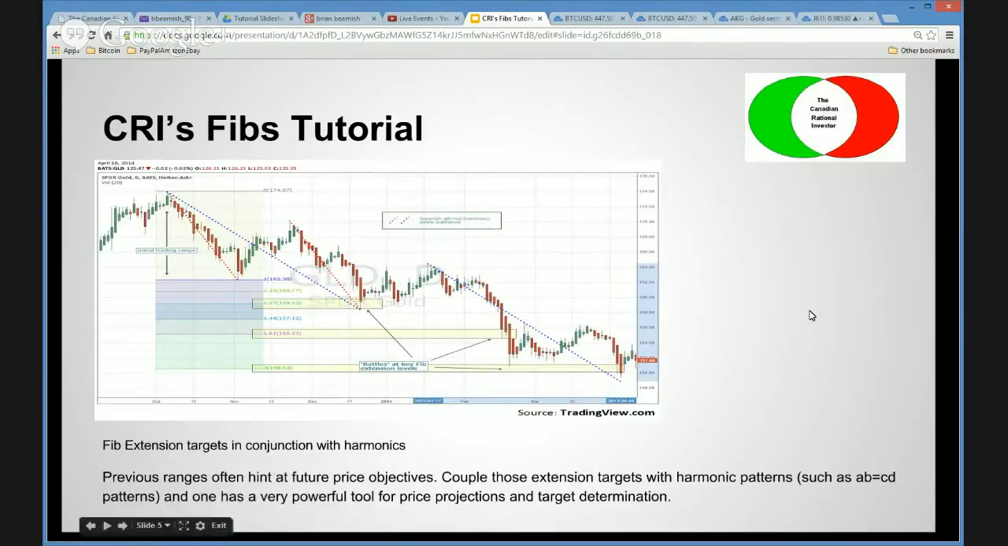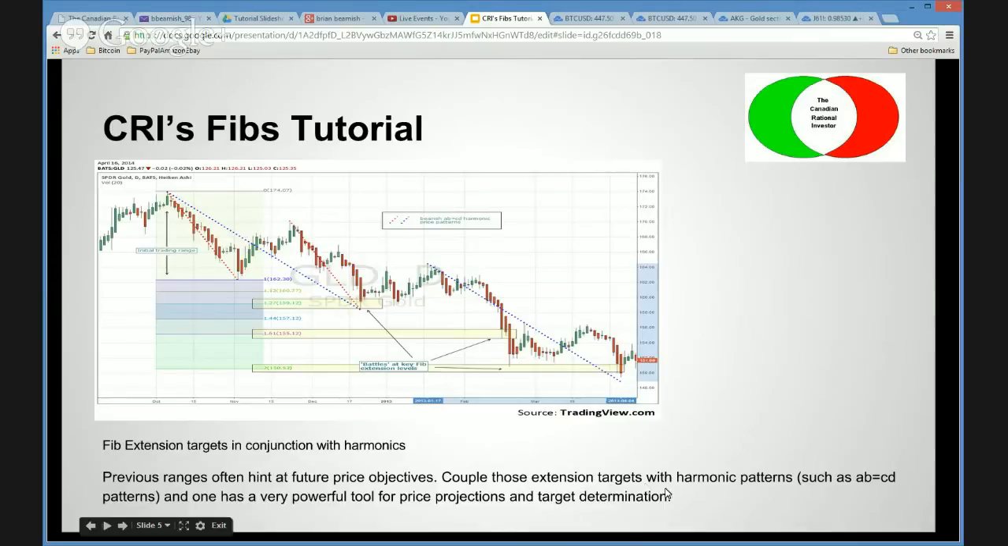This is yet another example of using the harmonic patterns in conjunction with the fib extension level. So in this chart here, again, we're looking at gold, but now we're looking at it from the bearish perspective. Basically what we say here, previous ranges often hint at future price objectives, and that's sort of this whole concept of 200%. So if you have an established trading range, you can actually mentally see that if we break this range, the market will actually give you a pretty good idea of where it wants to go if it rejects this area.